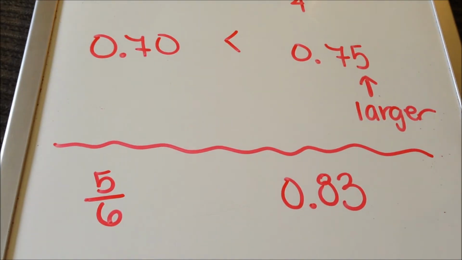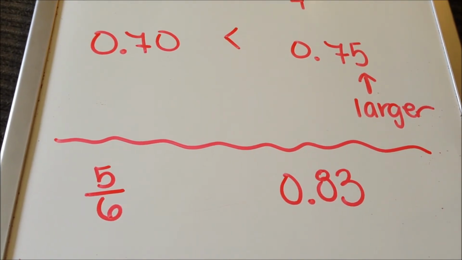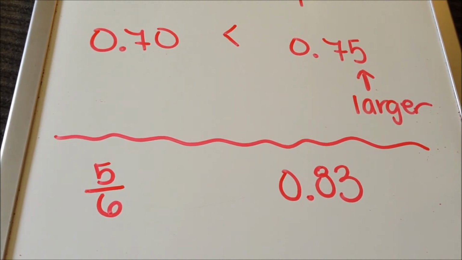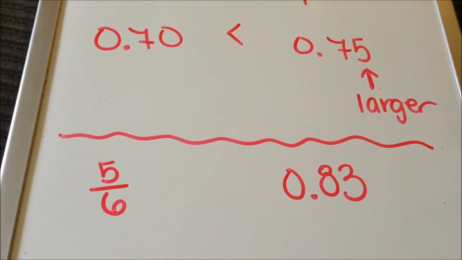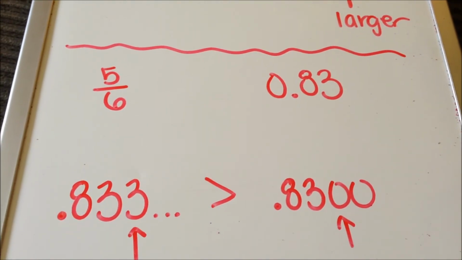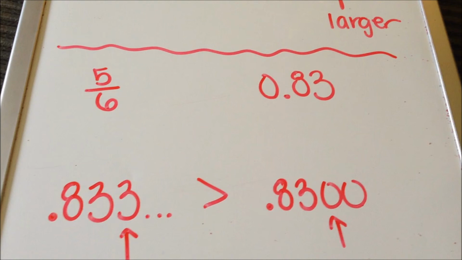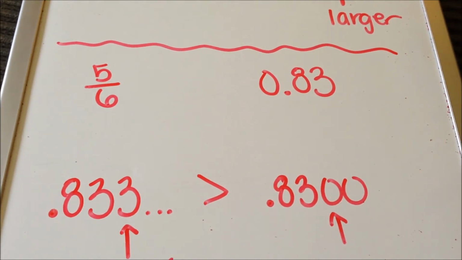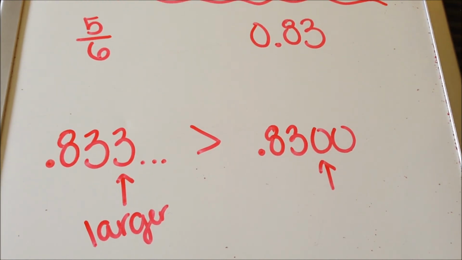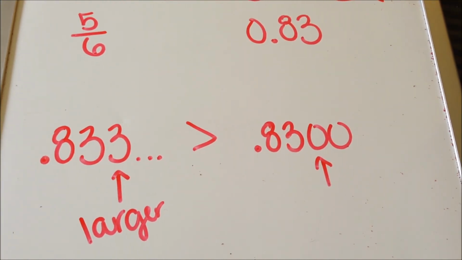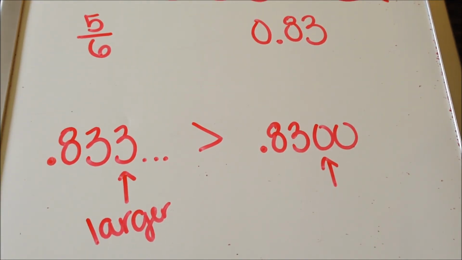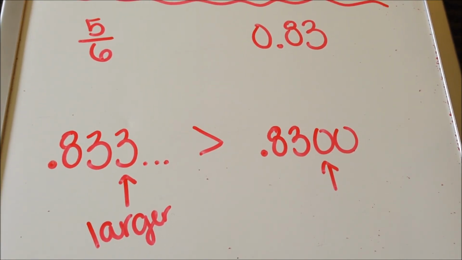Finally, place a less than or greater than symbol between 5/6 and 0.83. If you type 5 over 6 into your calculator, you'll get 0.83 repeating. So we have 0.833, etc., and then 0.83, technically zeros are after it. If you look at the thousandths position this time, you'll notice on the left-hand side we have a 3 versus a 0 on the right-hand side, so the number on the left-hand side is larger. Therefore, 5/6 is larger than 0.83.